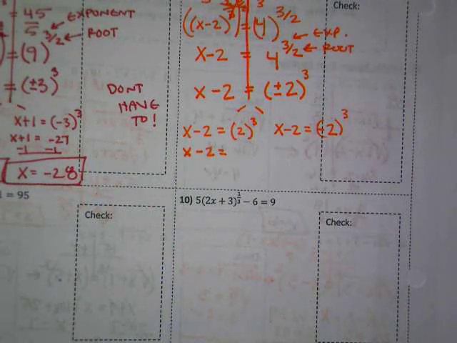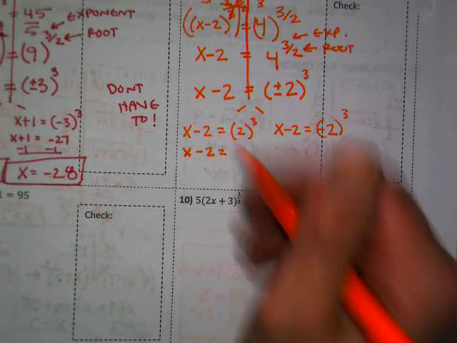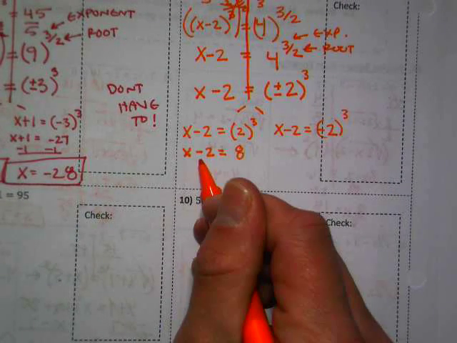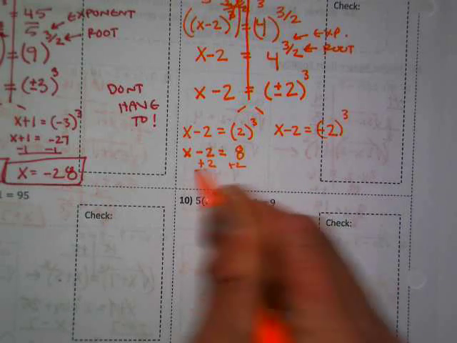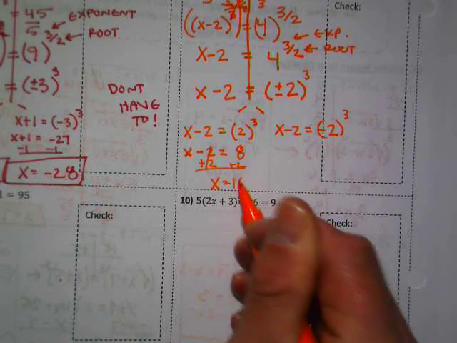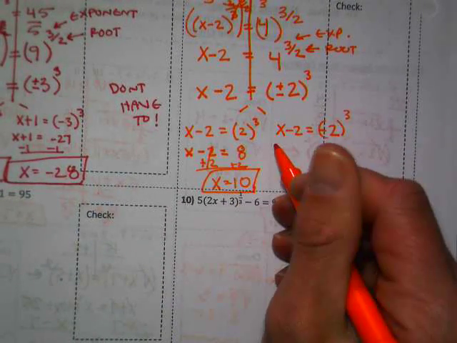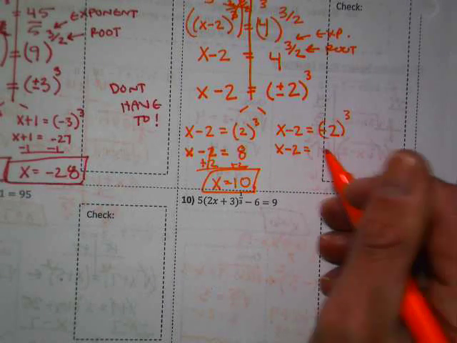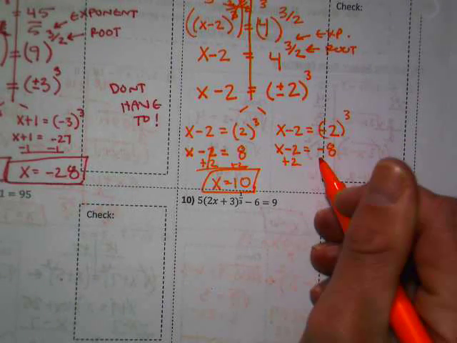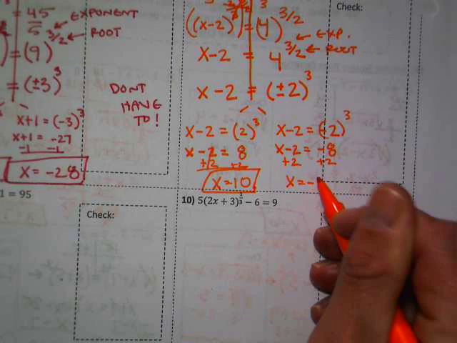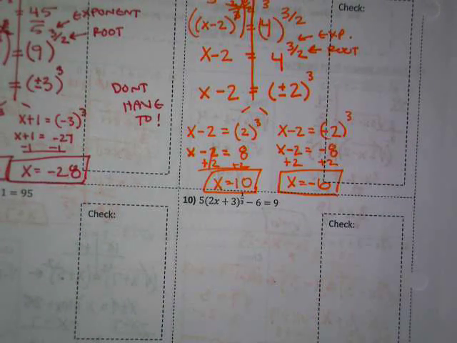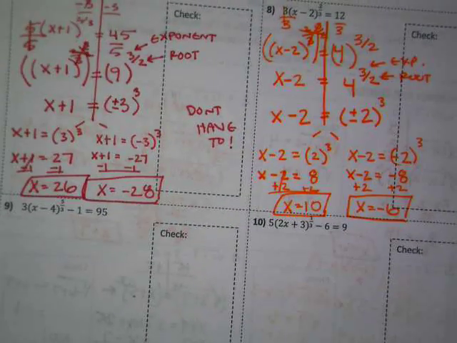Okay, 2 cubed is 8, and then what's the last step? Add 2. Good. 10. So x equals 10. All right, negative 2 cubed, negative 8, and then add 2. x equals negative 6. Nice. We'll check.